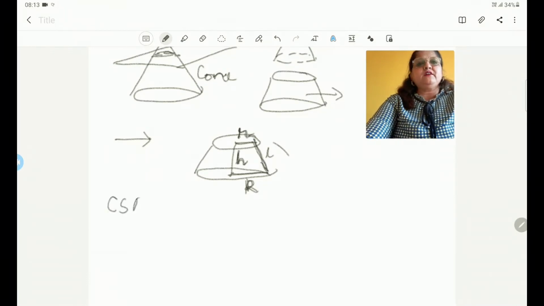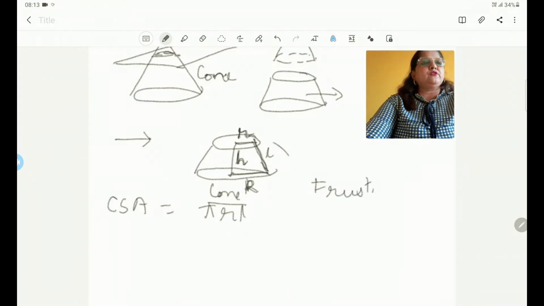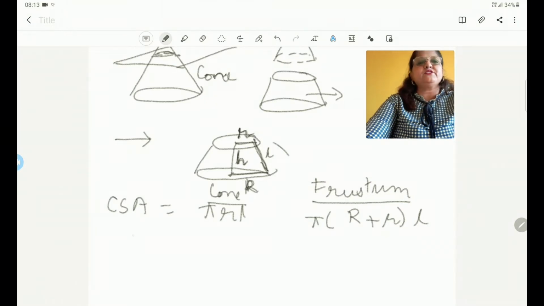Curved surface area is what? Of a cone, it is pi rL. First I am writing it for the cone, and then I will write the formula for the frustum of the cone. For a simple cone, it is pi rL, and for the frustum of a cone, it will be pi times capital R plus small r times L, where L is the slant height over here. So pi (R plus r) into L. L is the slant height.